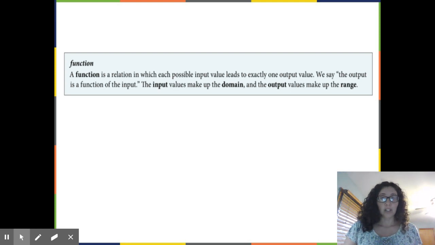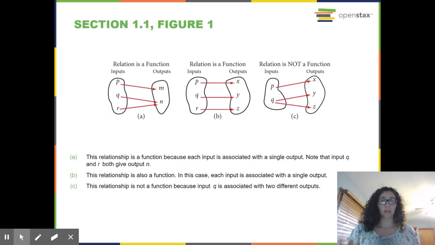So let's look at these examples. In A here, we have a relation, and it tells us this is a function. Here's our inputs, here's our domain, and the relation goes over here to this range.